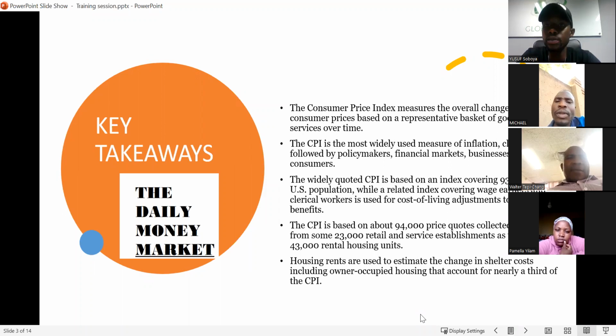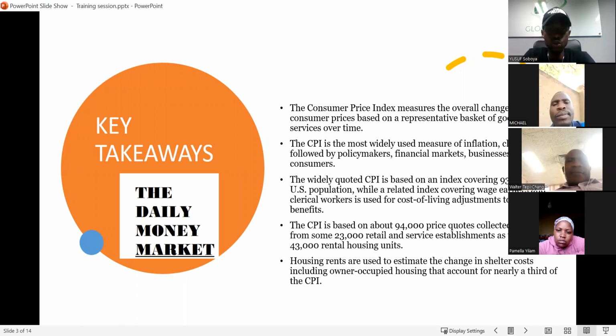So the Consumer Price Index measures the overall change in consumer prices based on a representative basket of goods and services over time. The CPI is also the most widely used measure of inflation, closely followed by policymakers, financial markets, businesses, and consumers. The widely quoted CPI is based on an index covering 93% of the US population, while a related index covers wage earners and clerical workers, used for cost of living adjustments to federal benefits.